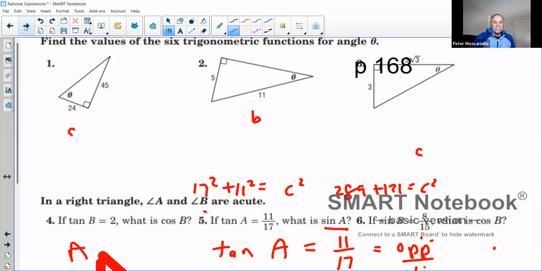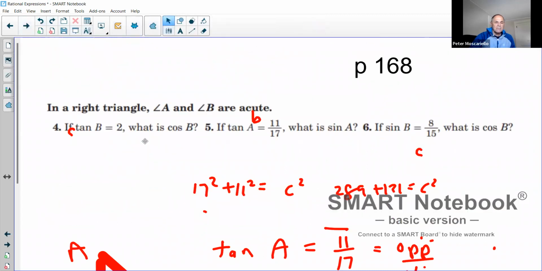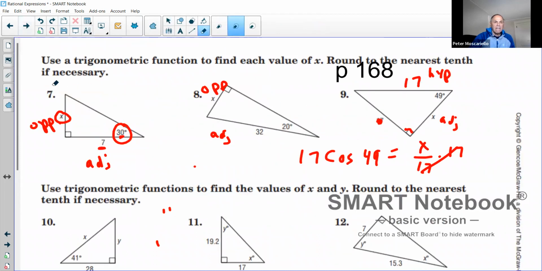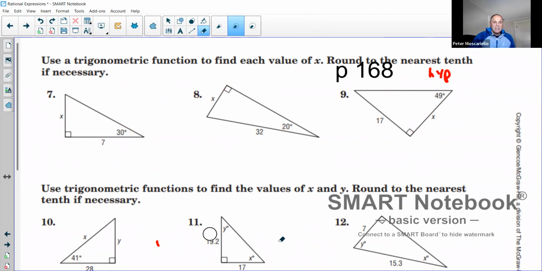Let's do page 68. This was 7 through 12, I think. Next page. Here they are. Okay. Do we need to do all of them? Let's do number 8.